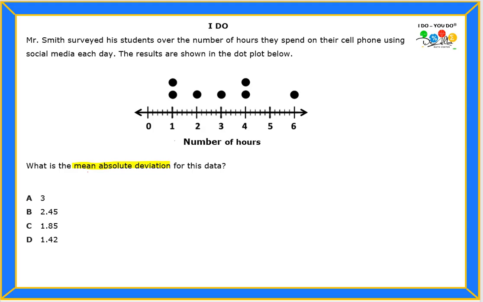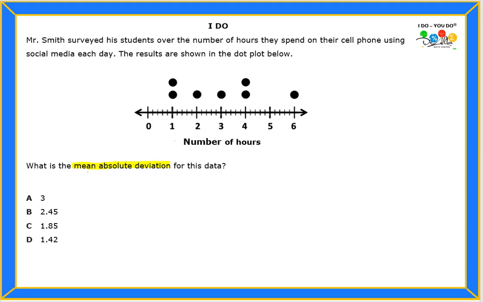And I know what you're thinking. Miss, but I don't see numbers, right? Like what numbers am I going to use for the mean absolute deviation? Well, the dot plot has some information for us, right? So the first thing we need to do is actually write down our data, write down our numbers, right?